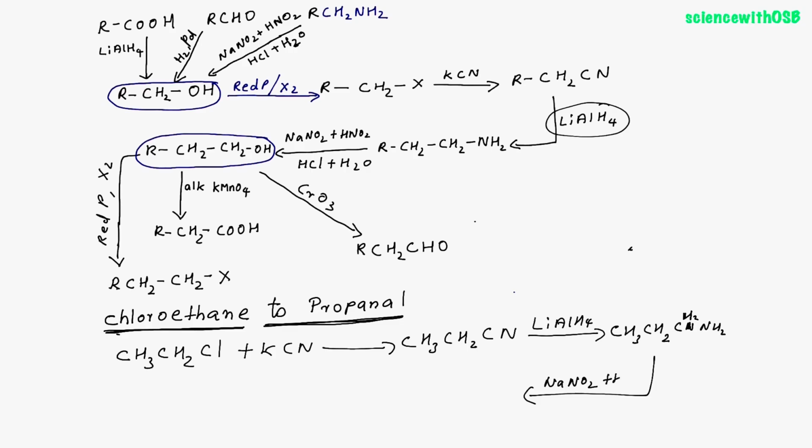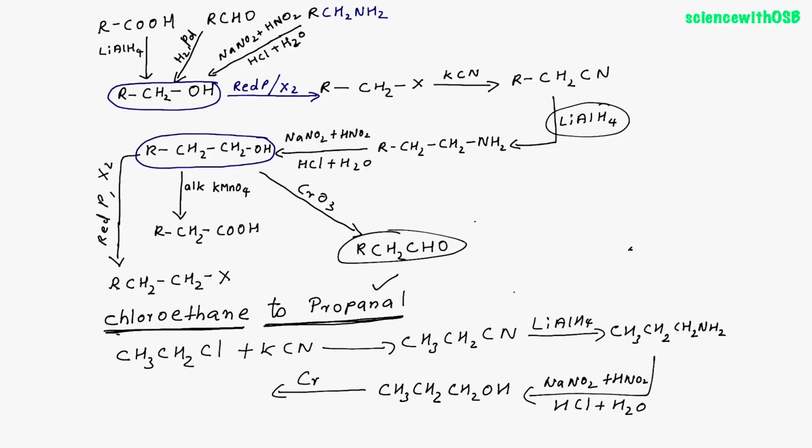NaNO2 plus HNO2 plus HCl plus H2O. What will you get? You will get CH3CH2CH2OH. Now what do we have to find? We have to find aldehyde, right? Okay, propanol. So just oxidize it with CrO3. So what will you get? CH3CH2CHO. Understood, right?